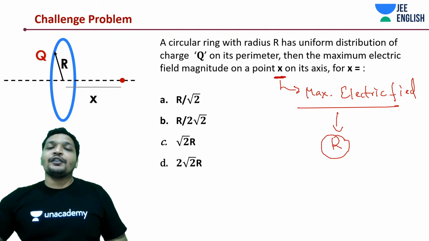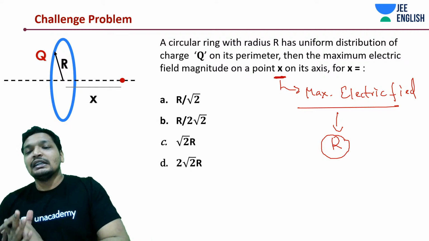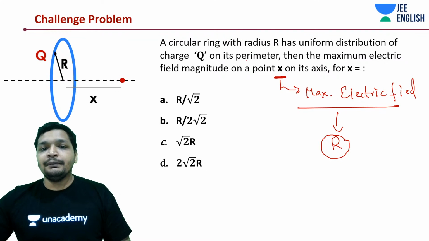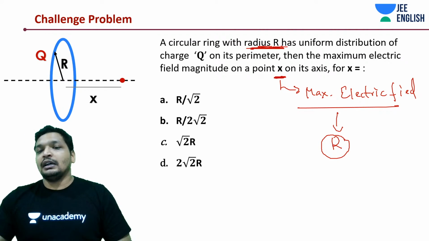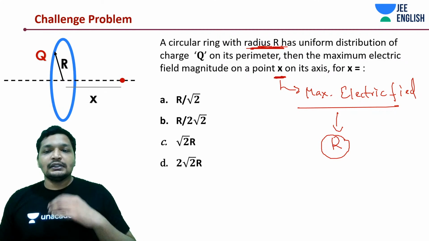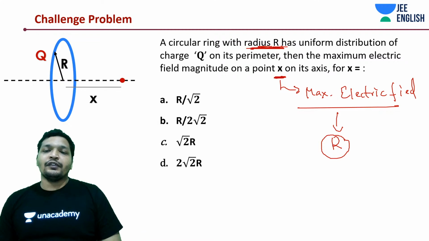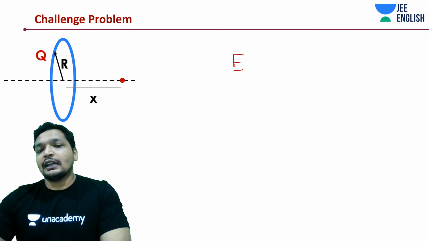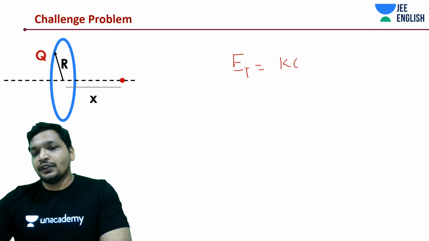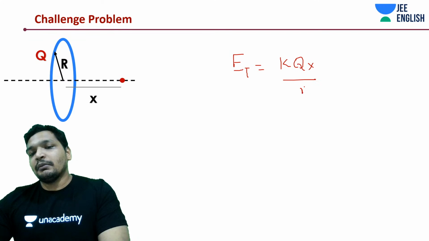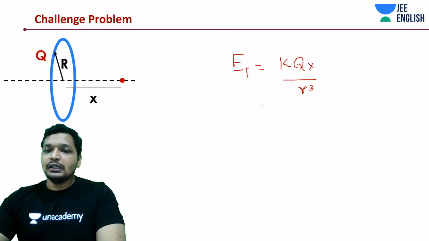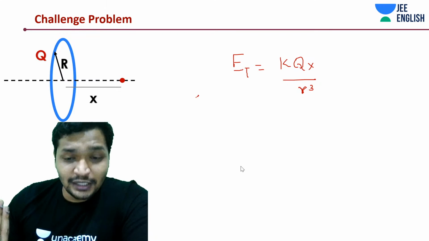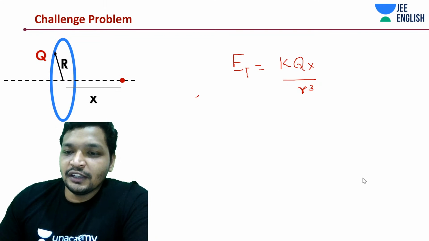Let me correct it. For some distance X, depending upon the radius of the circular ring, there will be a maximum field. That is what you have to find. Simple. Let's write down the equation for electric field. We derived something like this, if you remember: kq x by r. Just differentiate it to find out the x for which you will get the maximum field value.